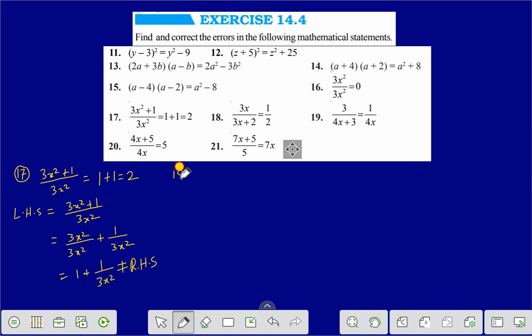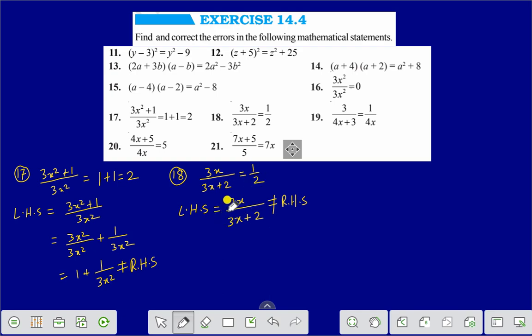Now question number 18. Question number 18 is 3x divided by 3x plus 2 is equal to 1 by 2. Find the value of the left hand side. The value of the left hand side is 3x by 3x plus 2, which is not equal to the right hand side. Therefore, it is wrong that it is 1 by 2. The value 3x divided by 3x plus 2 is not equal to 1 by 2.